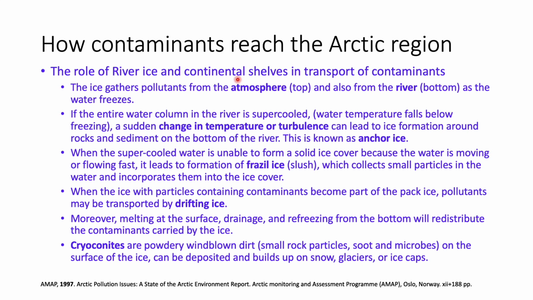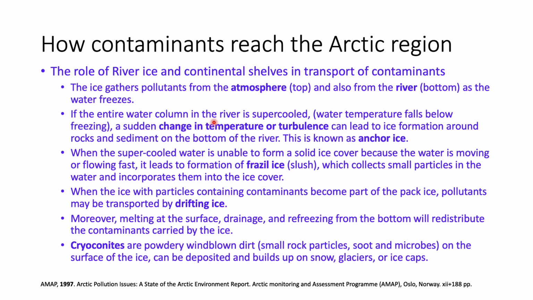The next major one is the role of river ice and continental shelves in the transport of contaminants. So we first saw air, then we saw rivers and waterways. Now we will look at river ice and continental shelves. The ice gathers pollutants from the atmosphere, that is from the top, and also from the river, from the bottom as the water freezes. So the ice has pollutants on both sides, top from the air, bottom from the ocean.